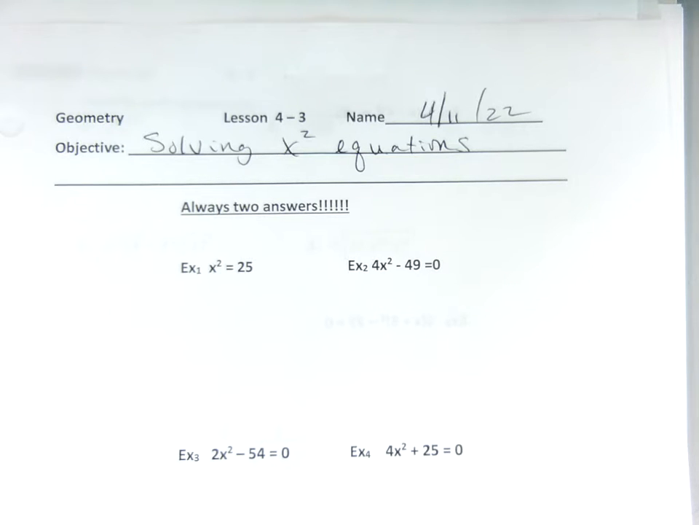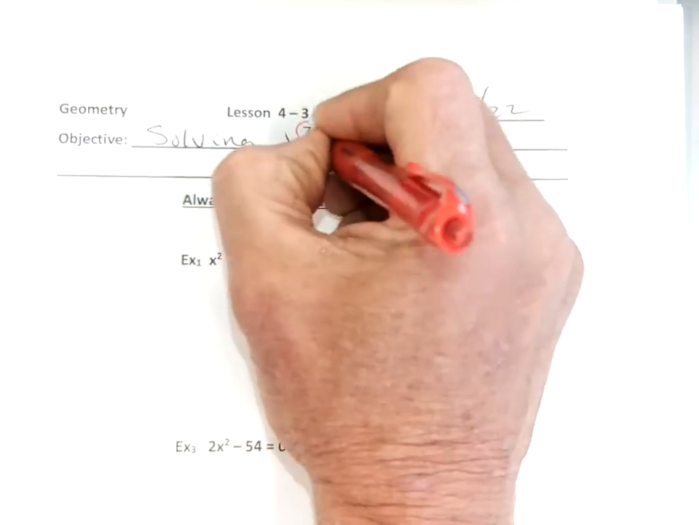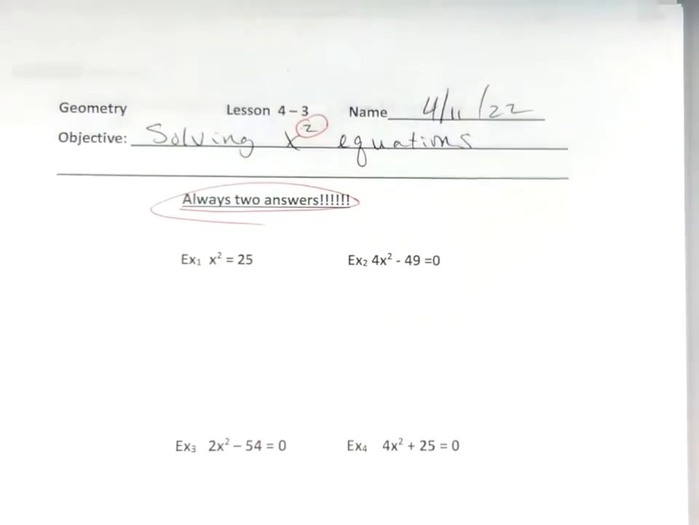Now, always, when you see an x squared, there's always two answers. You see an x cubed, there's three answers. An x to the fourth, four answers. It's just that easy. X squared, there's always two answers.